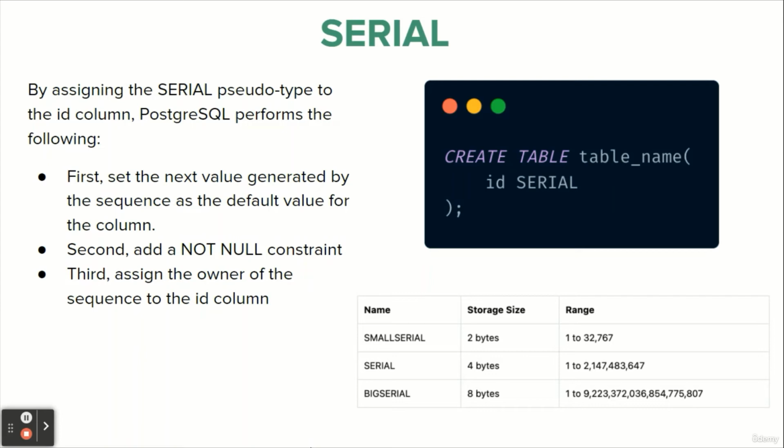Postgres provides three serial pseudotypes: smallserial, serial, and bigserial. It's important to know that serial doesn't implicitly create an index on the column, or make the column a primary key. However, this can be done easily by specifying the primary key constraint for the serial column.